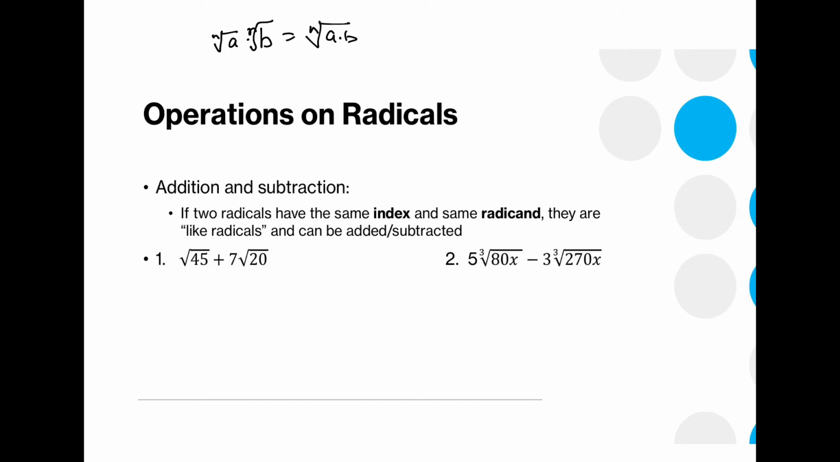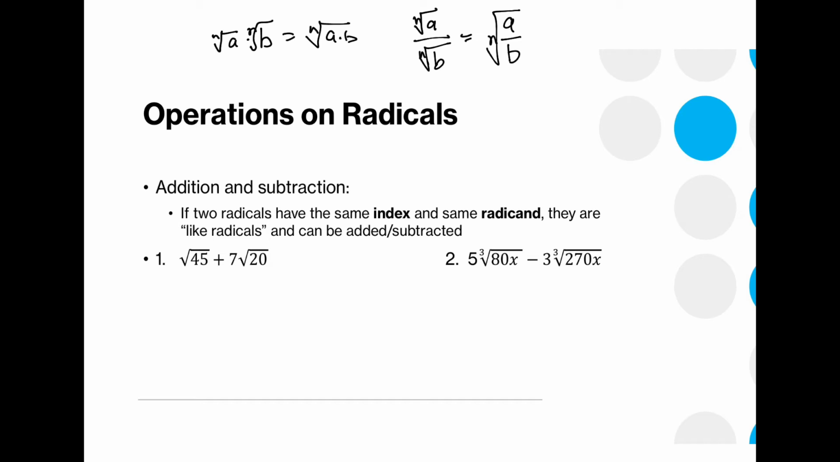The same is true with the division of two radicals. The nth root of a divided by the nth root of b is equal to the nth root of the quotient a over b, or a divided by b. So with multiplication and division, we can carry out that operation as long as we have the same indices, as long as n is the same.